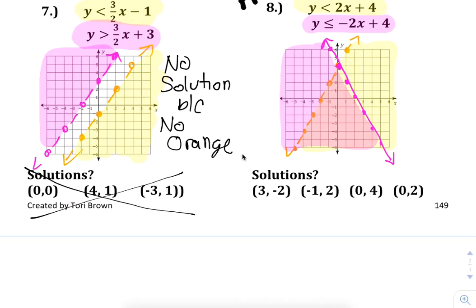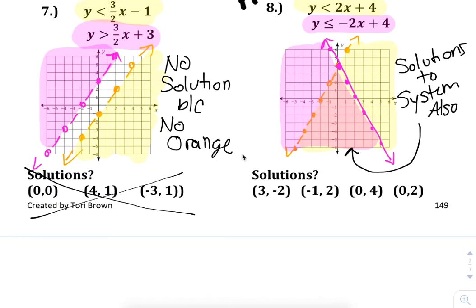And we are ready to look for solutions, okay? So on this problem, we have solutions to the system. But they can also be on the line, okay? So we can also choose any point that is shaded yellow and pink along this line, okay? We cannot use these because those aren't in the yellow, but we can use the ones that are on the border of the orange and a solid line, okay? So let's go through some of our options.